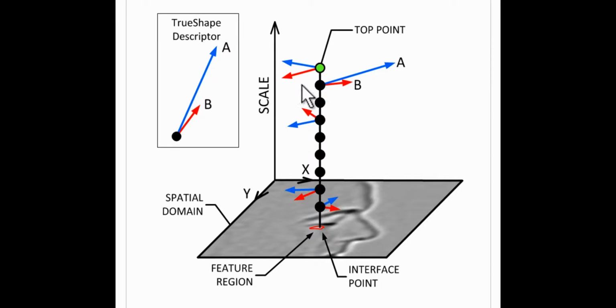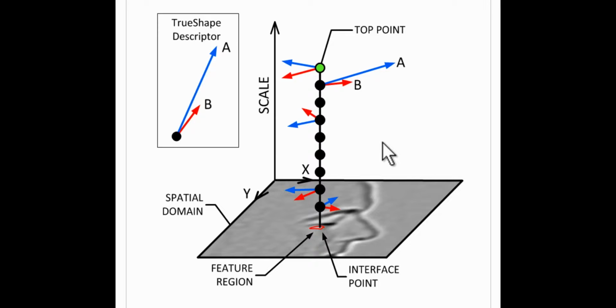Each of these additional TrueShape descriptors is also linked to the same feature region by the same stationary curve. The main point is that stationary curves in the scale domain tie multiple TrueShape descriptors to the same feature region in the spatial domain. This allows TrueShape descriptors to be ganged together or cascaded to achieve high classification strength.